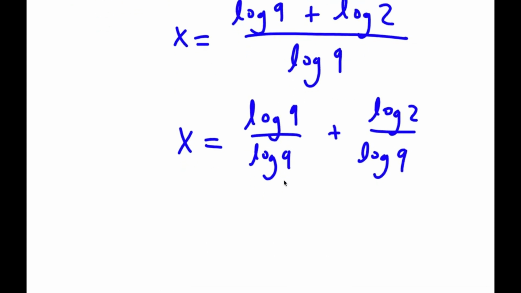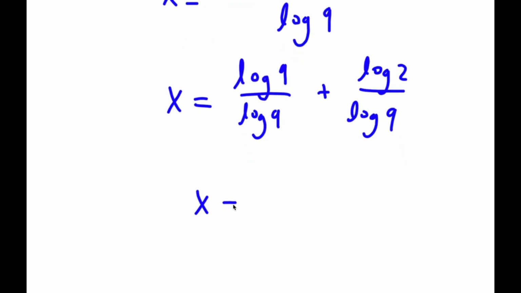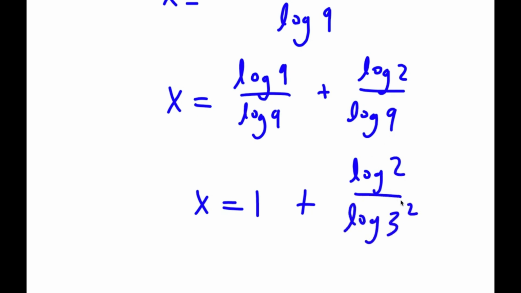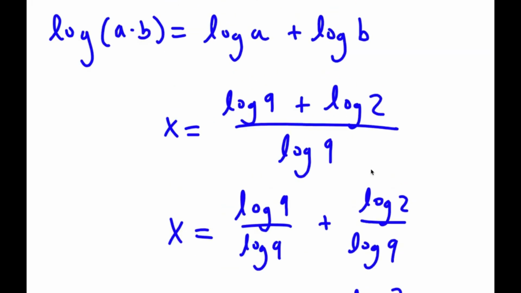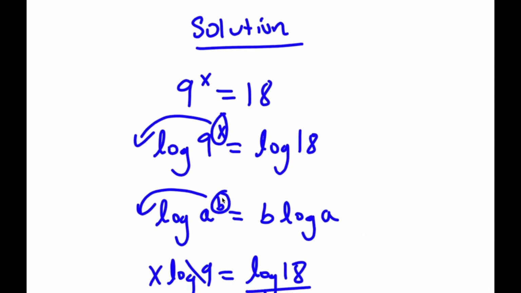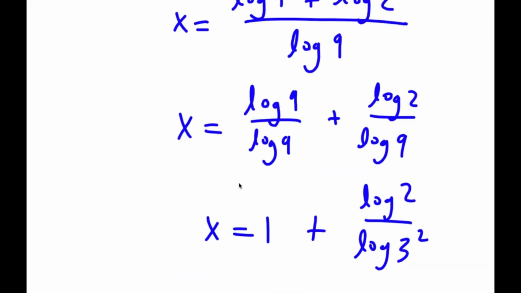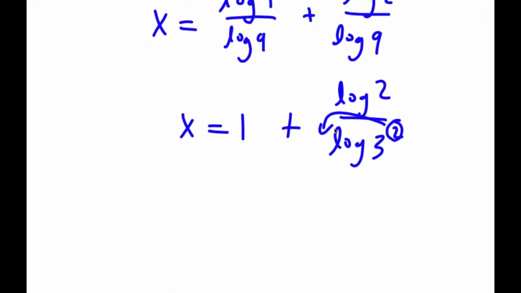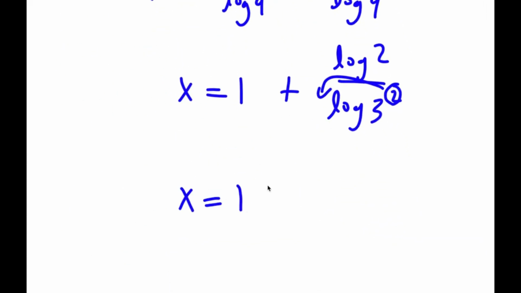Log 9 over log 9, that's simply equal to 1. So I have 1 plus log 2 over log 9, I can rewrite as log 3 squared. And remember, if I have something in the form log a to the power of b, I can simply move b to the front. So in this case, log 3 squared, I can move 2 to the front. So now I'm going to have 1 plus log 2 over 2 times log 3.